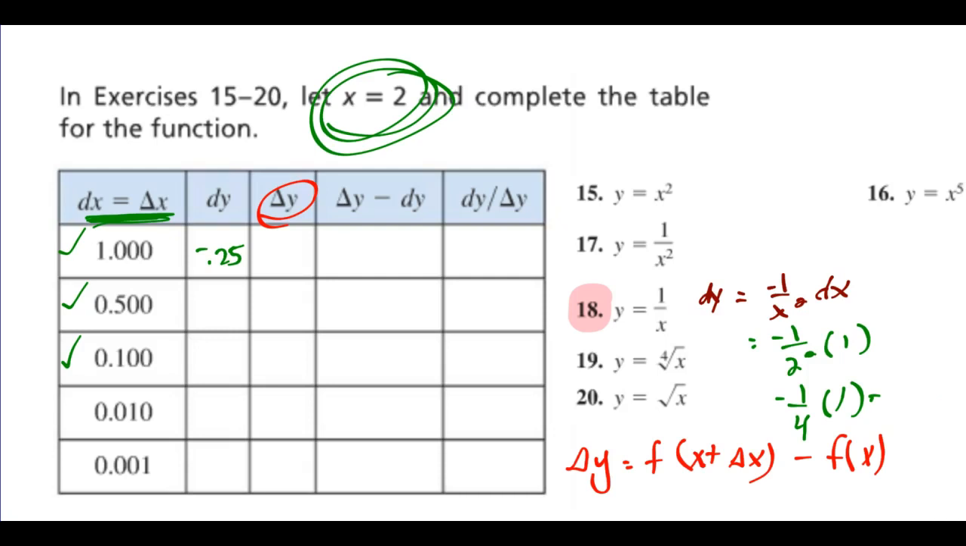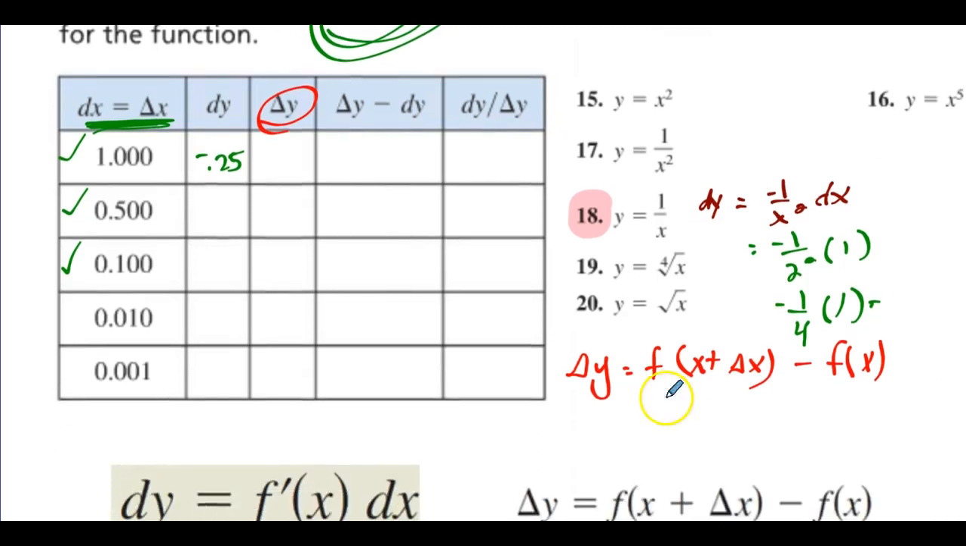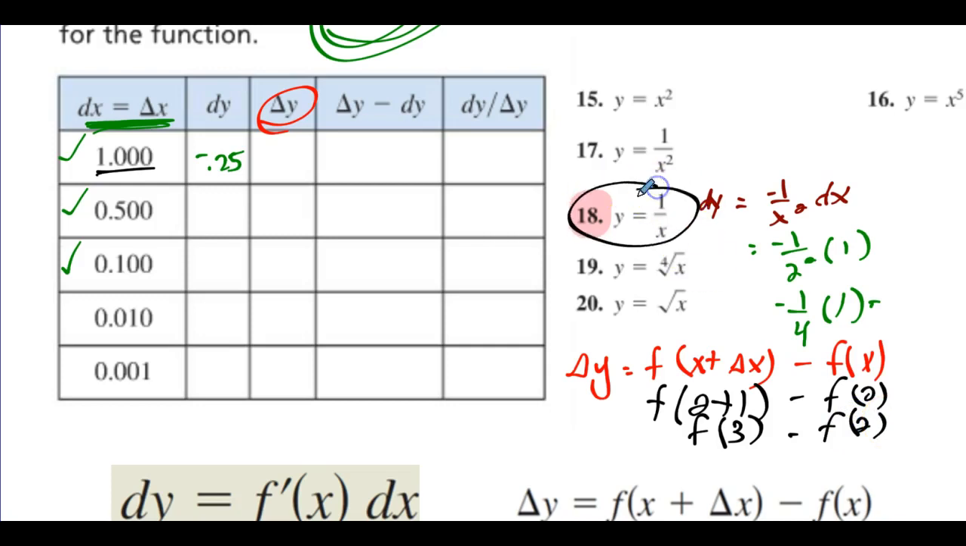So again, for this whole chart, we're going to let x be 2. So f of 2 plus delta x, which is 1, minus f at 2, which really just says f at 3 minus f at 2. And remember, the function was right here. So go to the function, plug in 3, 1/3 minus 1/2, and that turns out to be -0.167, rounded to 7.